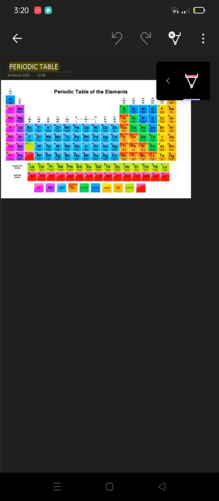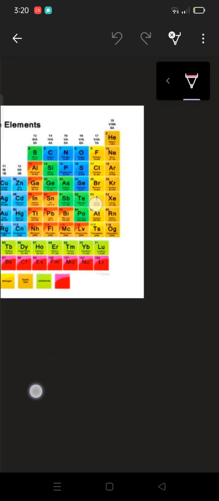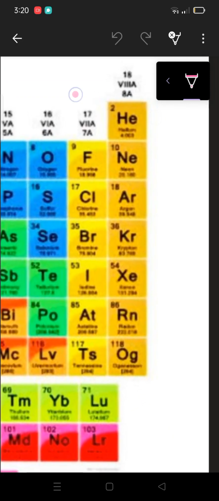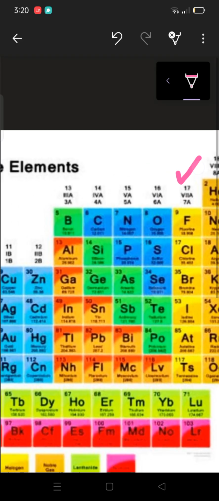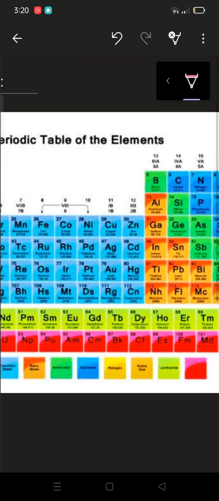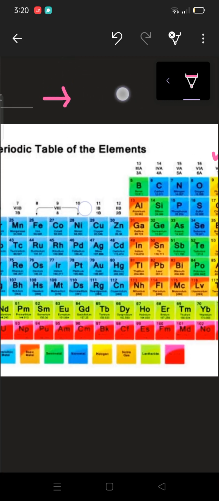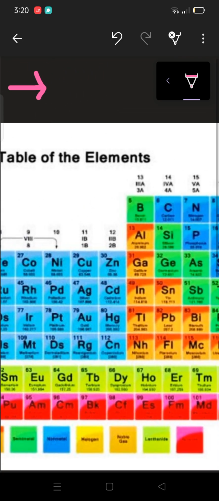So as in the last video we have discussed the sixth A group elements. Today we are going to discuss the seventh A group elements. Alright, here we do have the seventh A group. Let me write here the topic we'll be discussing today. We'll be discussing seventh A group elements.